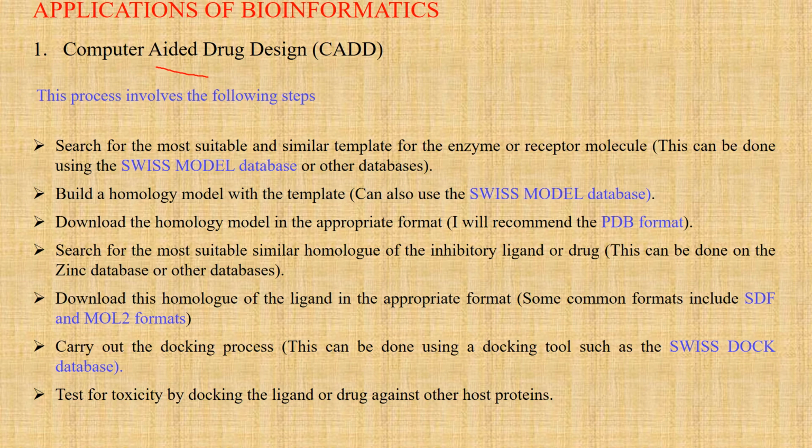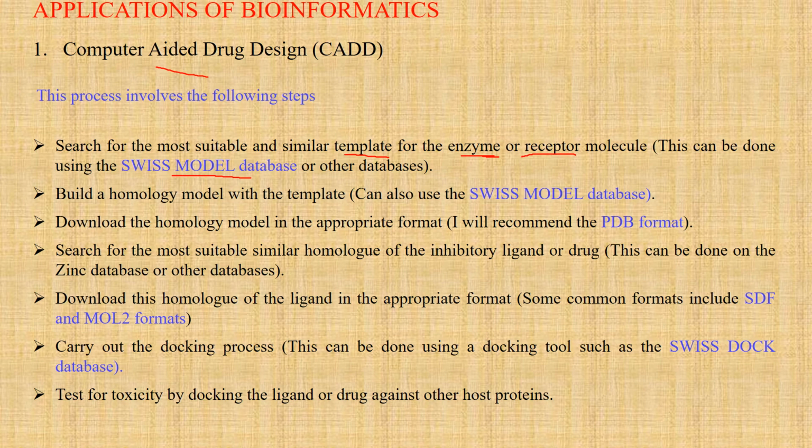So in order to go on with the computer-aided drug design, the first thing you have to do is look for the most suitable and similar template of your enzyme or the receptor molecule. You can do this using the Swiss model database, or other databases, but I prefer this because it is automated and it will be good for beginners like you who are from a biological science background. With this, you don't need a lot of computer programming knowledge in order to use it. You just go there, input your data, and it does the modeling for you.